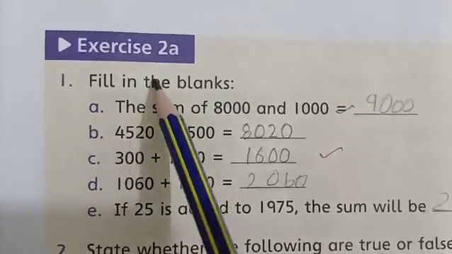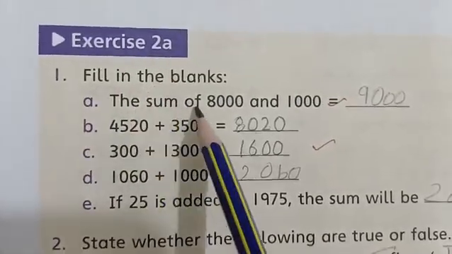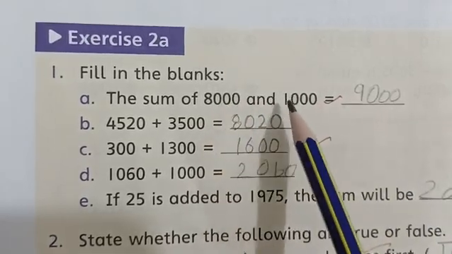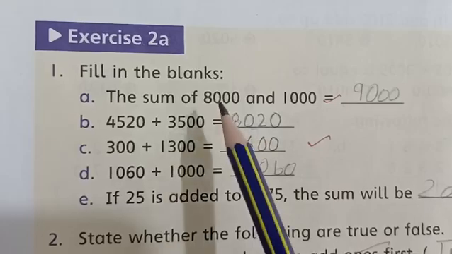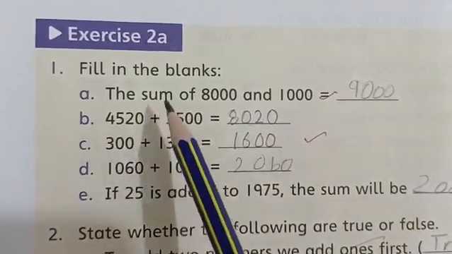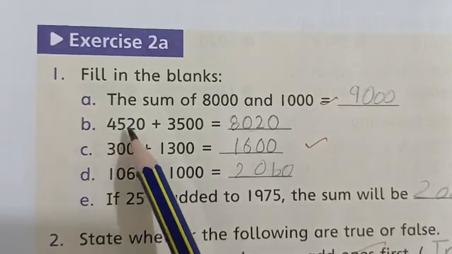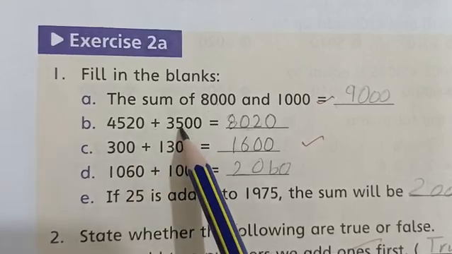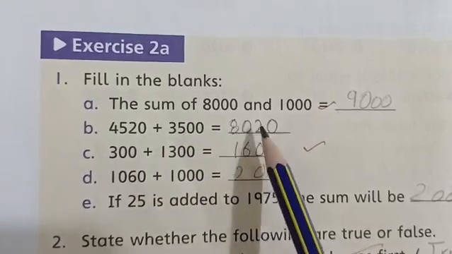Here we have exercise 2a, fill in the blanks. The sum of 8000 and 1000 is equal to dash. 8000 and 1000 is 9000. 8000 plus 1000 is equal to 9000. Sum means addition. Now we have 4520 plus 3500. When we add these numbers, we have 8020.